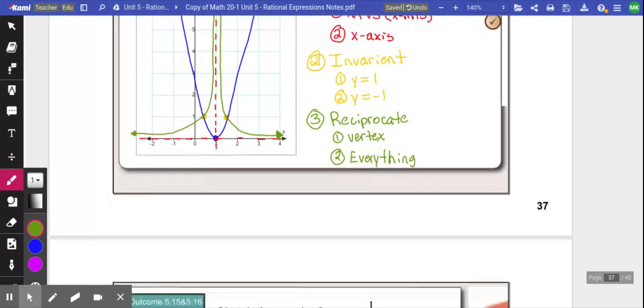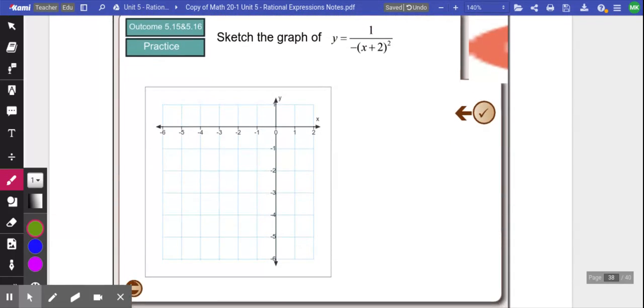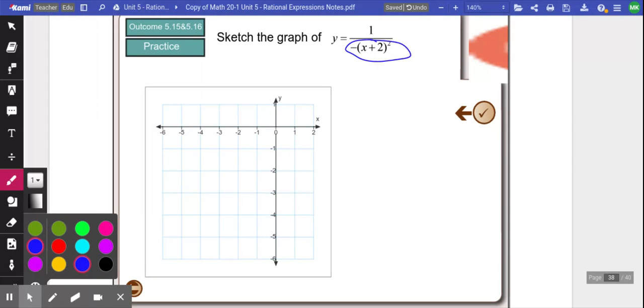Cool. I've got one left for you. So pause the video and try graphing this. The original function would be right here, and then it would go down like this. Okay, give it a shot.